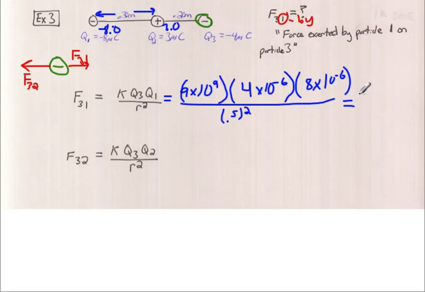The book got 1.2. Notice significant figures. They're keeping 2 significant figures because we're thinking of these as all having 2. Okay?